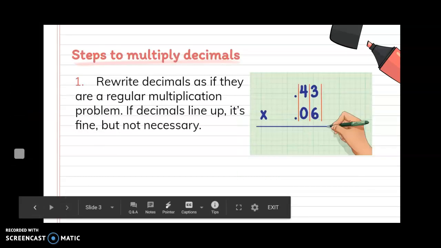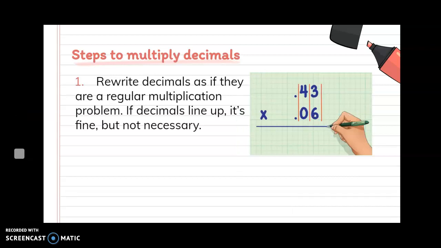So I'm going to go pretty quickly through the steps to multiplying decimals. This should be review for you, but I'm going to go through it as quickly as possible anyways. When you see numbers that are written with decimals in them, you have to rewrite them just like they're a regular multiplication problem. If the decimals line up, it's fine, but it's not something that you have to do.